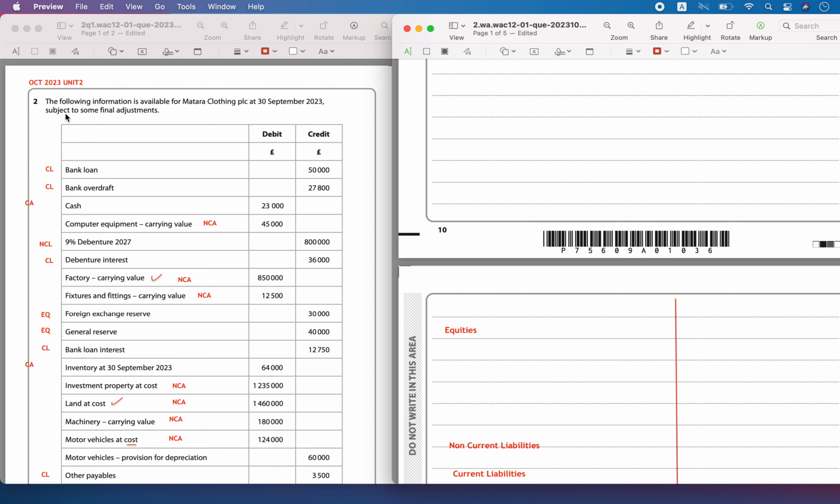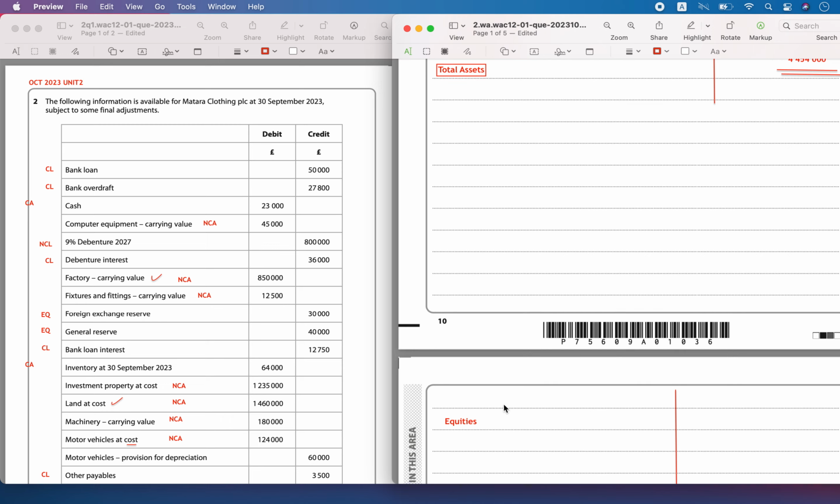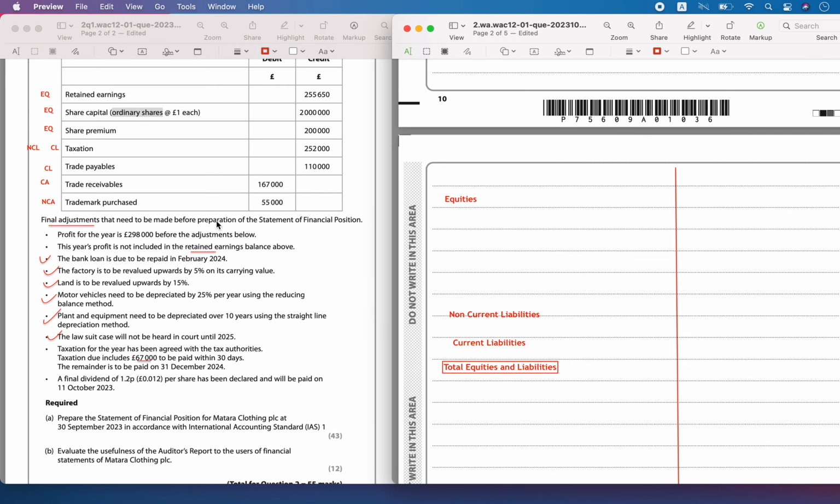In the October 2023 paper, unit 2, in the first part we had solved the statement of financial position for Matara Clothing. We had calculated the total assets of equities and the liabilities section.